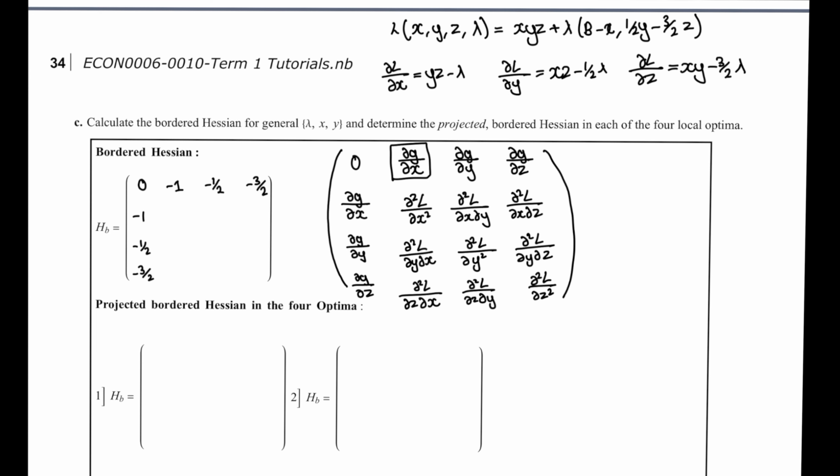If we now work out the second derivatives of each of these, differentiating this partially with respect to x again gives us 0. Differentiating this partially with respect to y leaves behind z, and partially differentiating this with respect to z gives us y. Partially differentiating this with respect to x gives us z. Partially differentiating this with respect to y again gives us 0. And partially differentiating with respect to z gives us x. And then as our last row, when we partially differentiate this, we get y, x, and then 0. So here's our bordered Hessian.